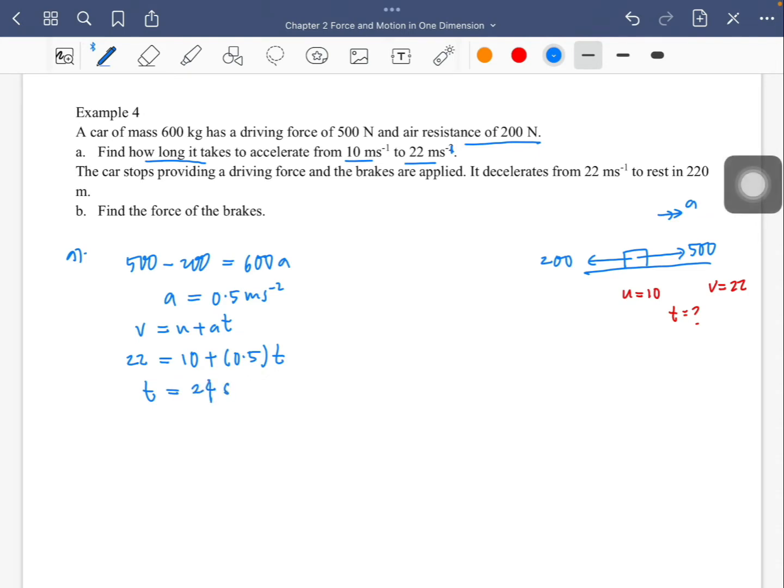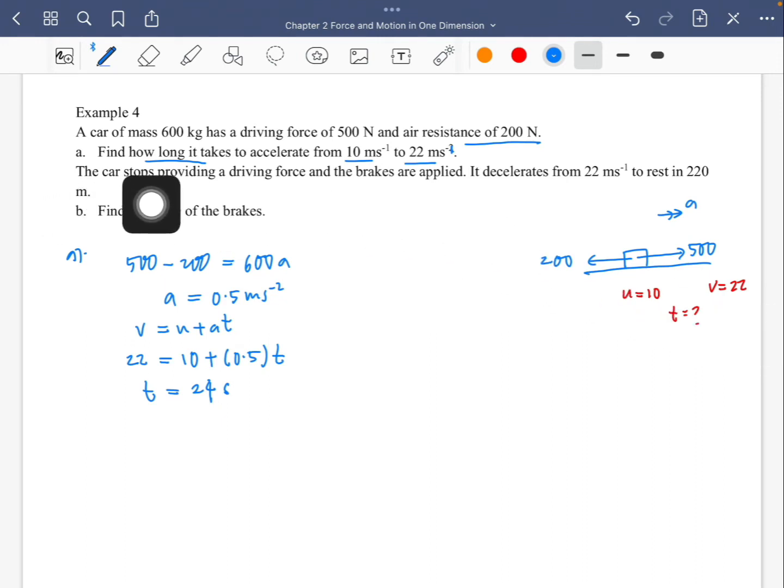So you need to think about it: in order to accelerate from 10 to 22 meter per second, it takes 24 seconds. Okay, alright, so that's for question A. How about question B? For question B, we have new information here.